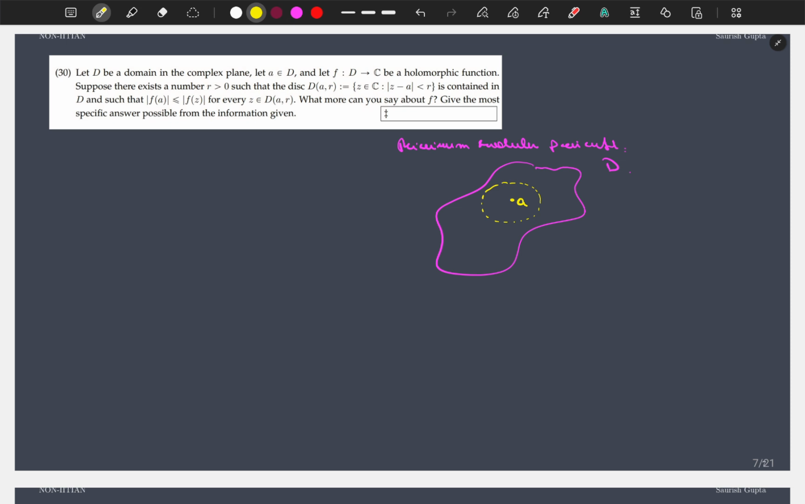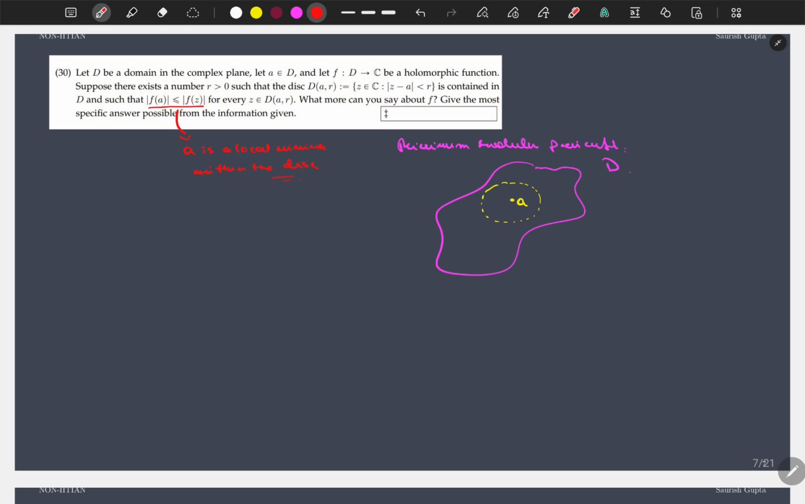And then what we are being told is that the modulus of f of a is less than or equal to the modulus of f of z for every z in this disk. So therefore, what is this typically saying? Isn't this saying that a is a local minimum within the disk? So by the minimum modulus principle, what can we conclude about this?